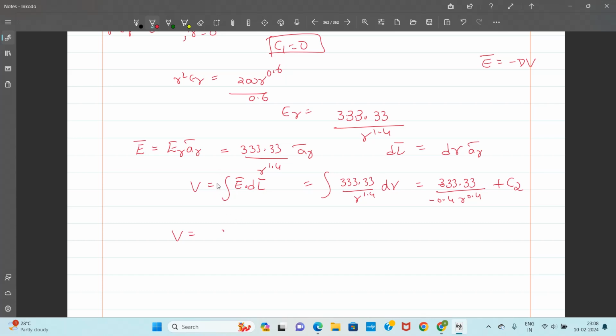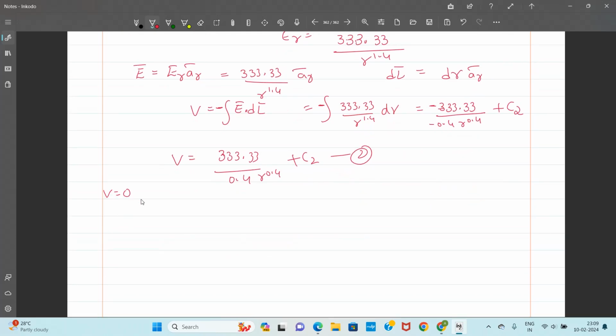Okay, I missed one more negative sign. The equation here is E equal to minus del V, no? So V will be minus the integral of E dot dl. So you have a negative sign in the main equation, and minus minus becomes plus. You have 333.33 by 0.4 into 1 by r power 0.4 plus C2. Now we can use the second condition, V is equal to 0 when r is equal to infinity. With that, you will get C2 also as 0, because anything divided by infinity is 0. So your final equation for potential is 333.33 divided by 0.4, that is 833.325 divided by r power 0.4 in volts.